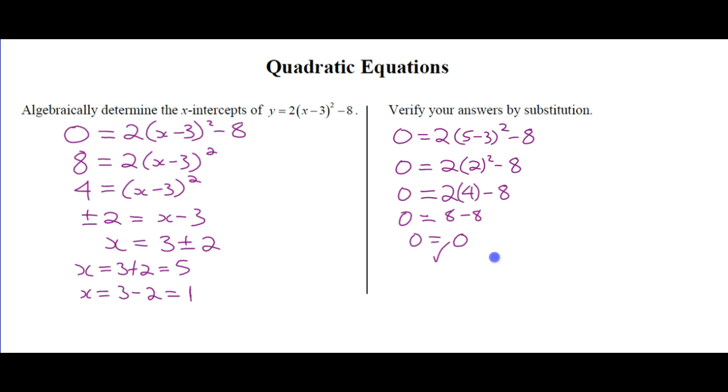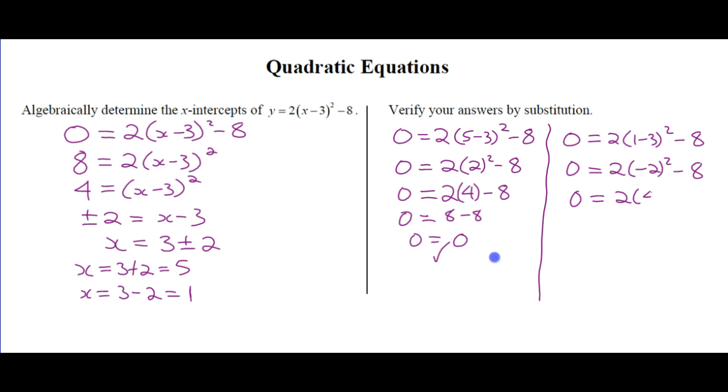And then verify your answers. You can't just verify one. Okay, you must verify them both. So 0 is equal to 2 times (1 minus 3) quantity squared minus 8. This is negative 2 quantity squared. Negative 2 squared is 4.